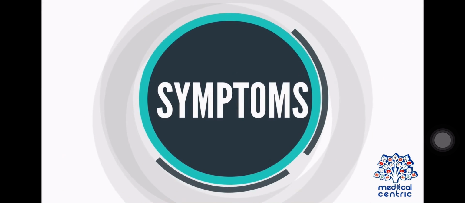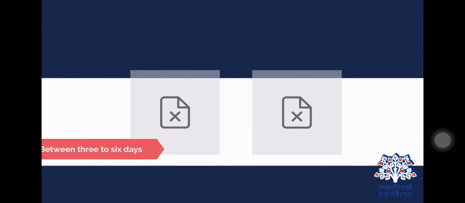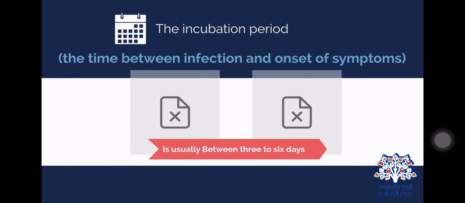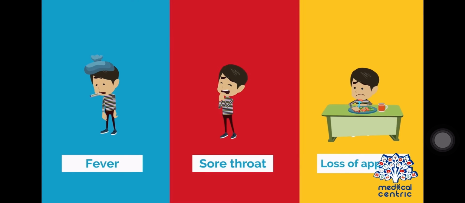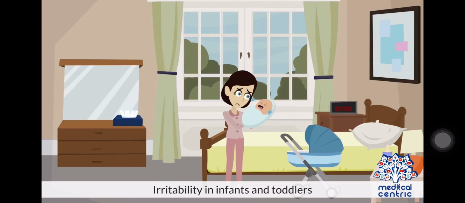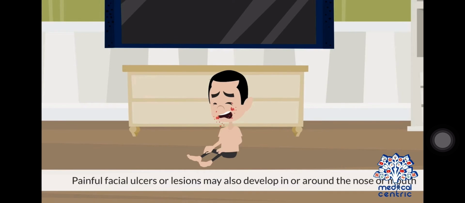Symptoms. Incubation period, the time between infection and onset of symptoms, is usually between 3 to 6 days. Fever, sore throat, loss of appetite, and irritability in infants and toddlers may occur. Painful facial ulcers or lesions may also develop in or around the nose or mouth.